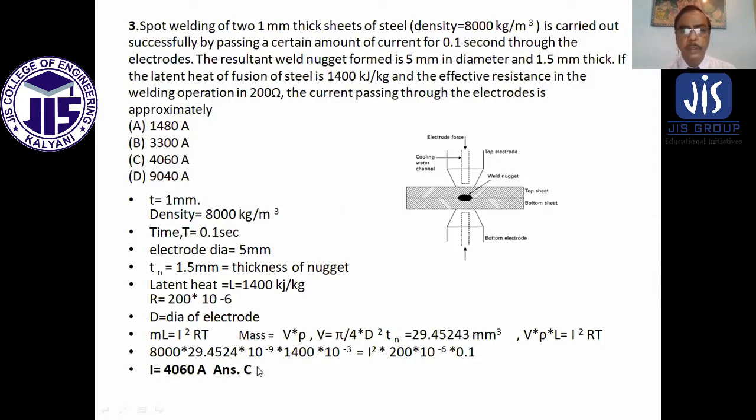These questions are all from previous GATE papers, so this is a very important question.